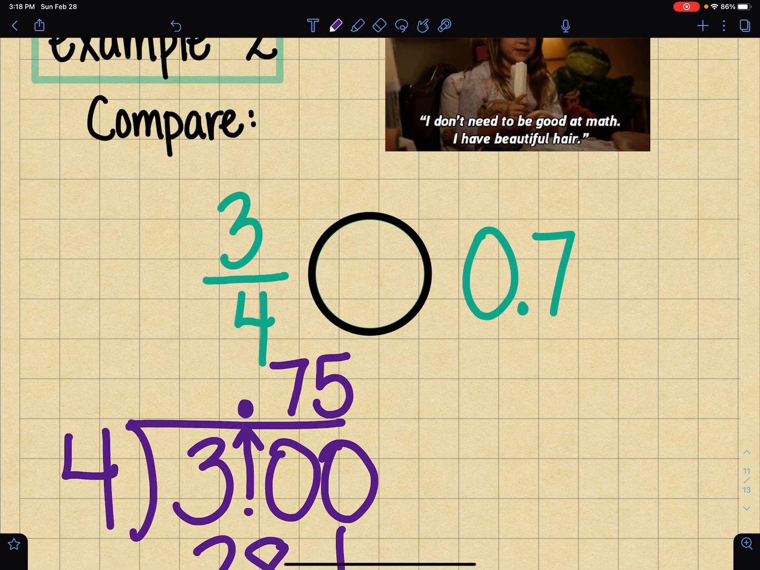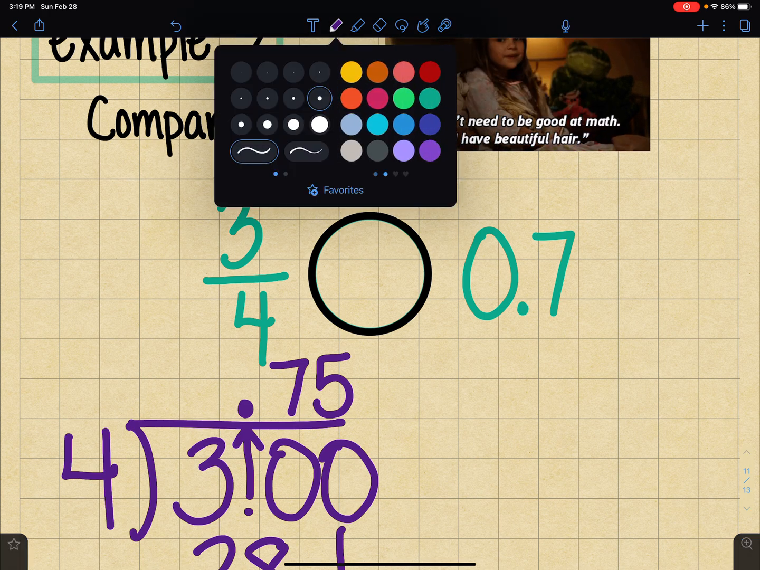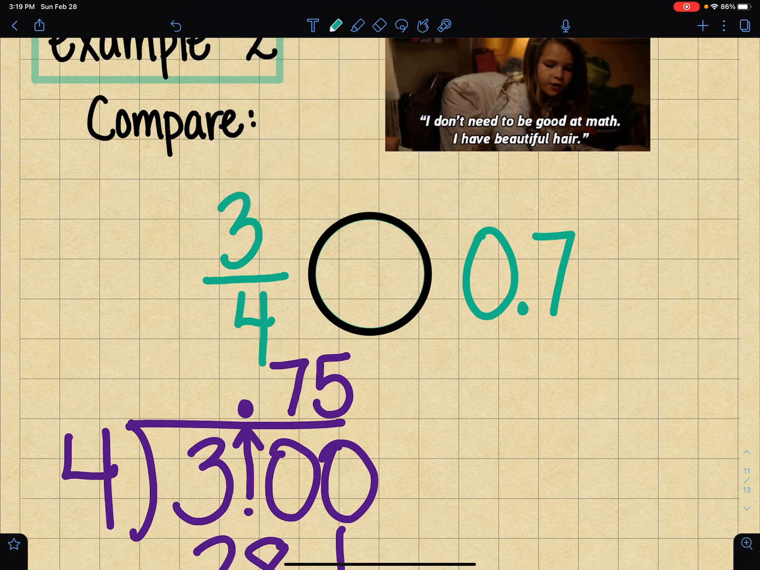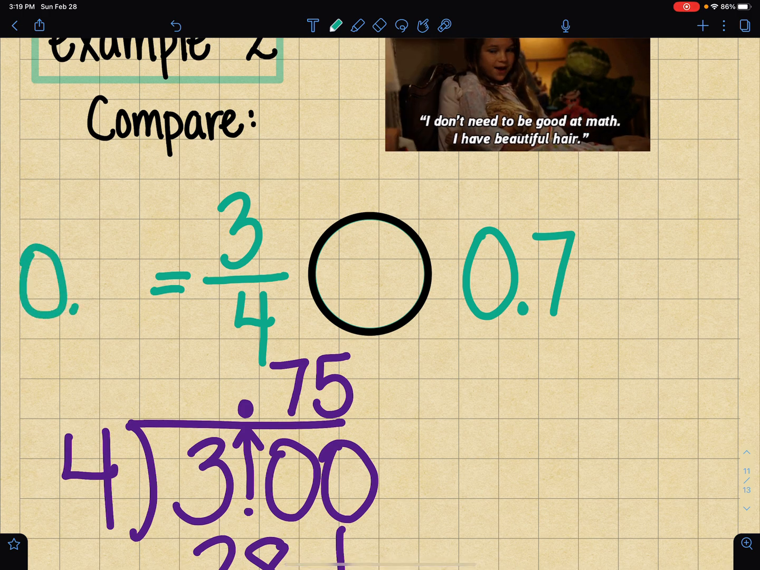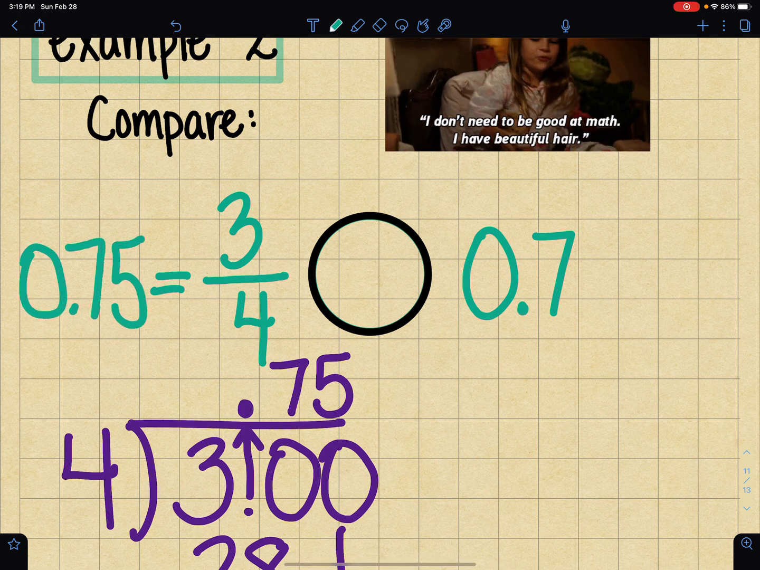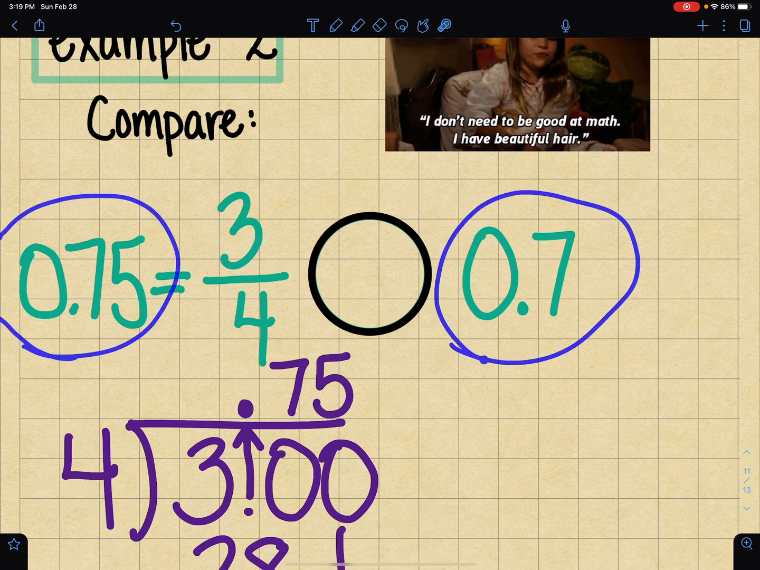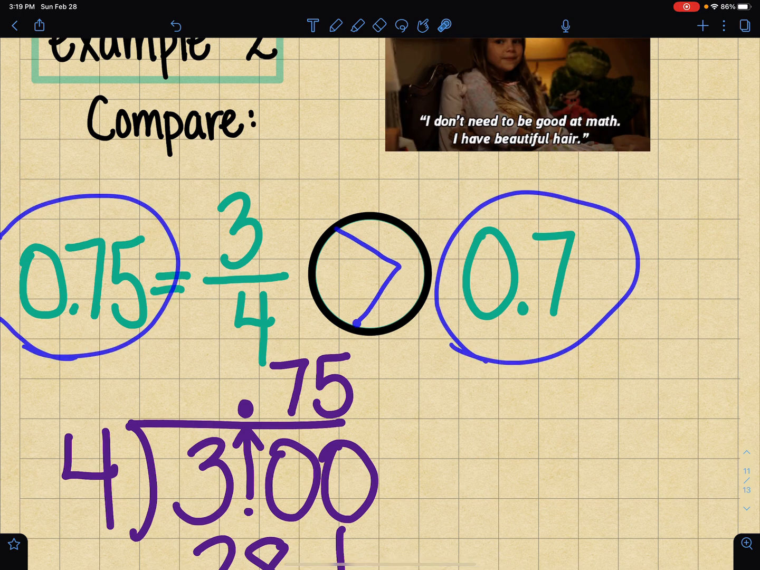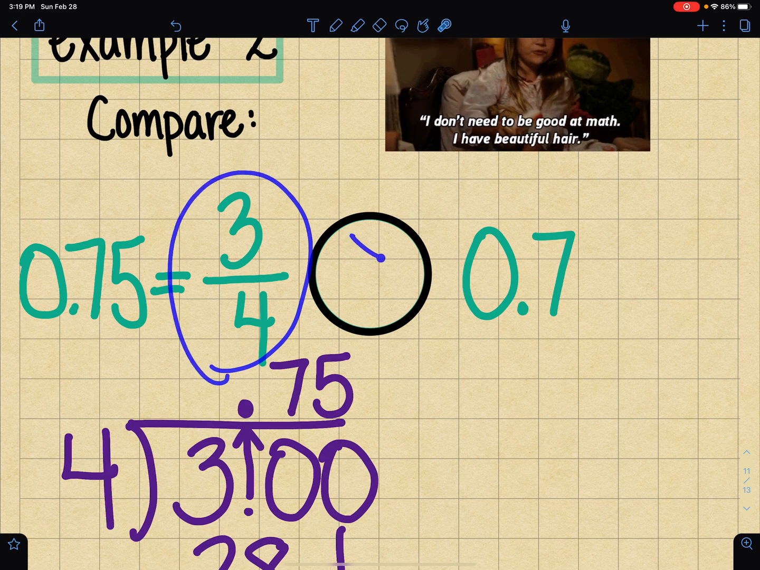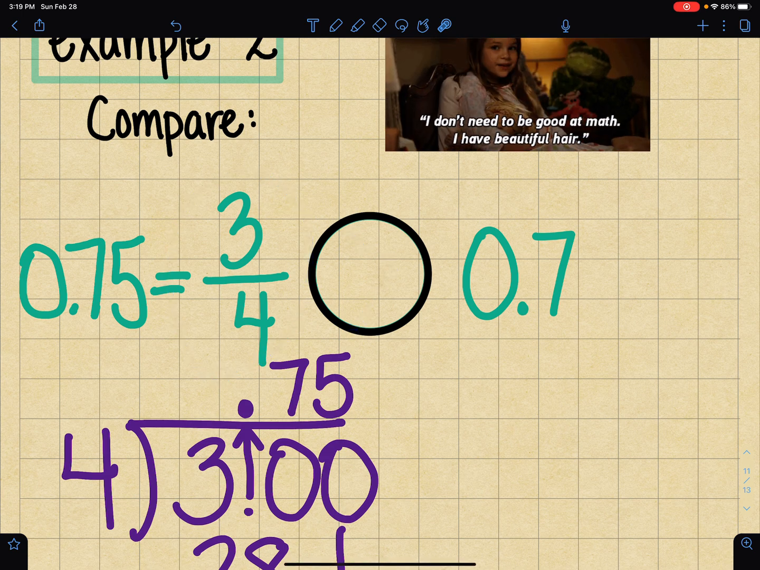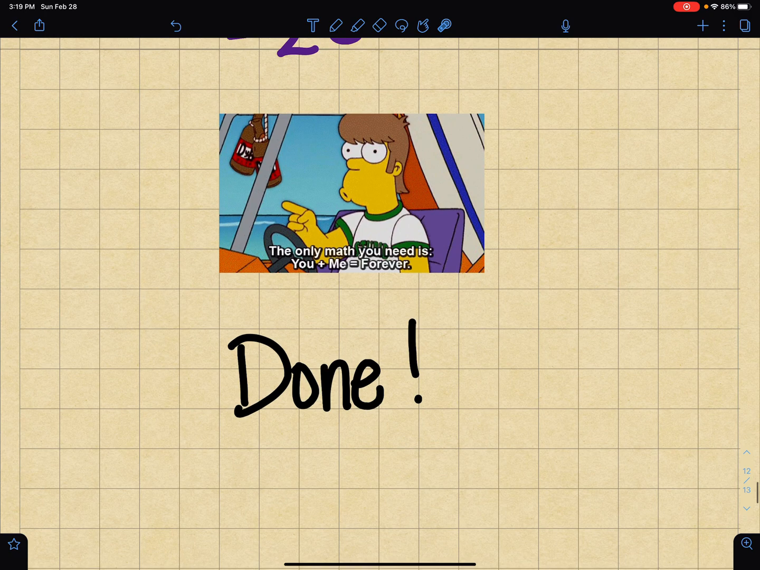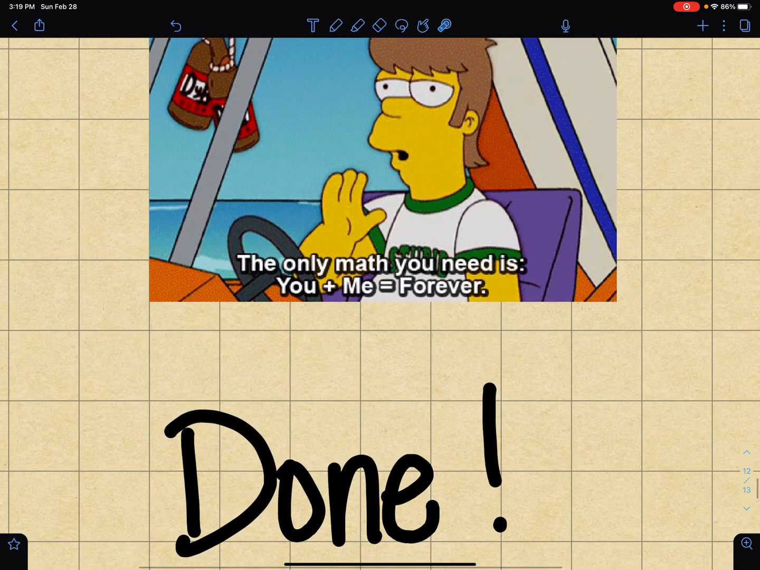Done. Okay, so now I know that what I'm really comparing is 3/4, which is the same as 0.75, and 0.7. So I'm looking at 0.75 and 0.7. Which one's bigger? Well, the 0.75, it's got a 5 at the end. It's bigger. So this one's bigger. So that means that 3/4 is bigger than 0.7. Sweet. And guess what, Addy? We are done. That's it.